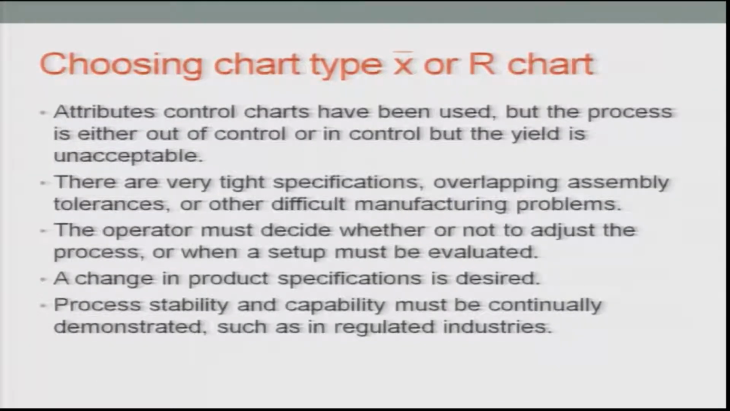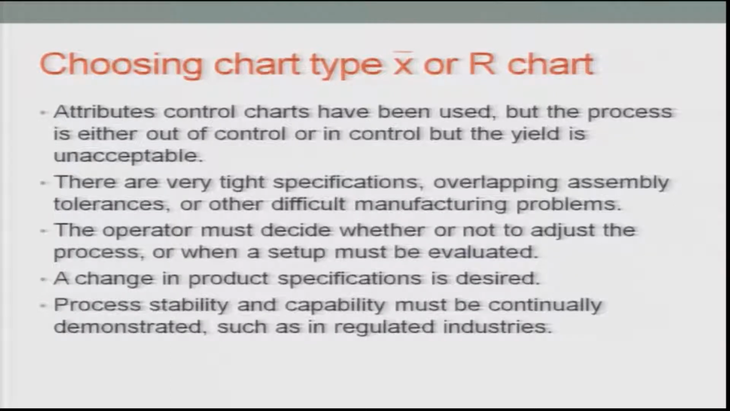So, continuing the discussion of choosing the chart type, whether the X bar or the R charts. Attributes control charts have been used, but the process is either out of control, or in control but the yield is unacceptable, based on whatever information you have. There are very tight specifications, overlapping assembly tolerances or other difficult manufacturing problems. So, the operator must decide whether or not to adjust the process, or when a setup must be evaluated, and then corrective action should be taken as necessary.